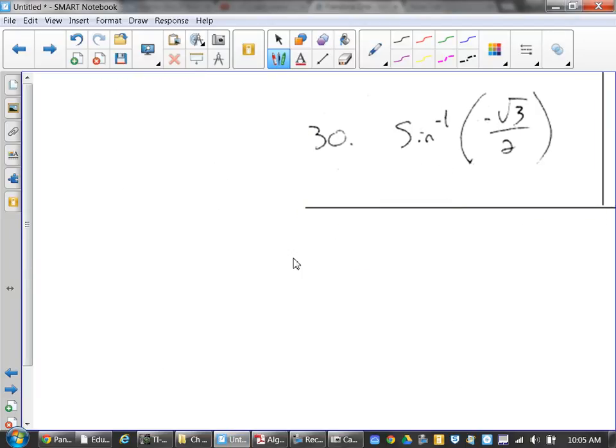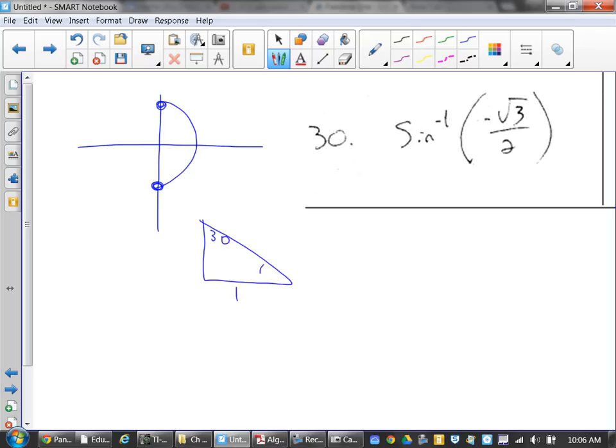All right, sine value, negative root 3 over 2. That means I'm in that lower quadrant. The root 3 over 2 is the 60 degree again, because your sine value would be 60 degrees. So since it's negative, it's got to be below, so it'd be negative 60 or negative pi over 3. That's how that one works.